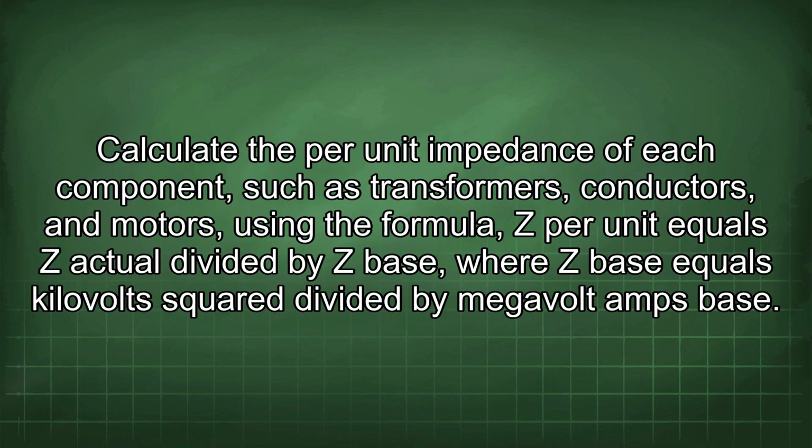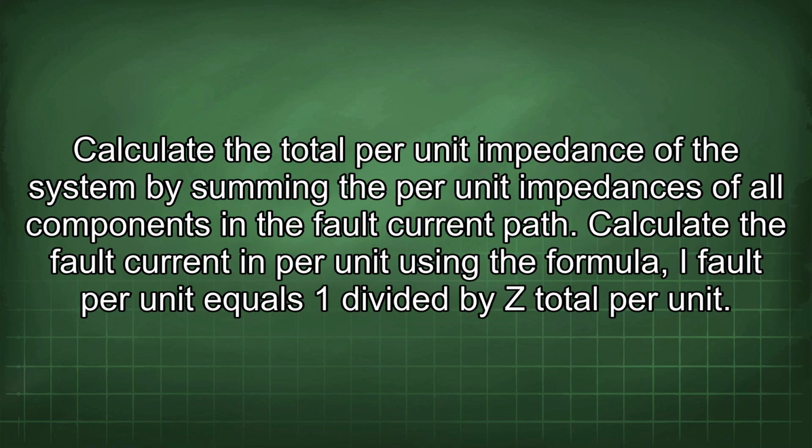Calculate the per unit impedance of each component such as transformers, conductors, and motors using the formula Z per unit equals Z actual divided by Z base, where Z base equals kilovolt squared divided by megavolt amps base. Calculate the total per unit impedance of the system by summing the per unit impedances of all components in the fault current path. Calculate the fault current in per unit using the formula I fault per unit equals 1 divided by Z total per unit.